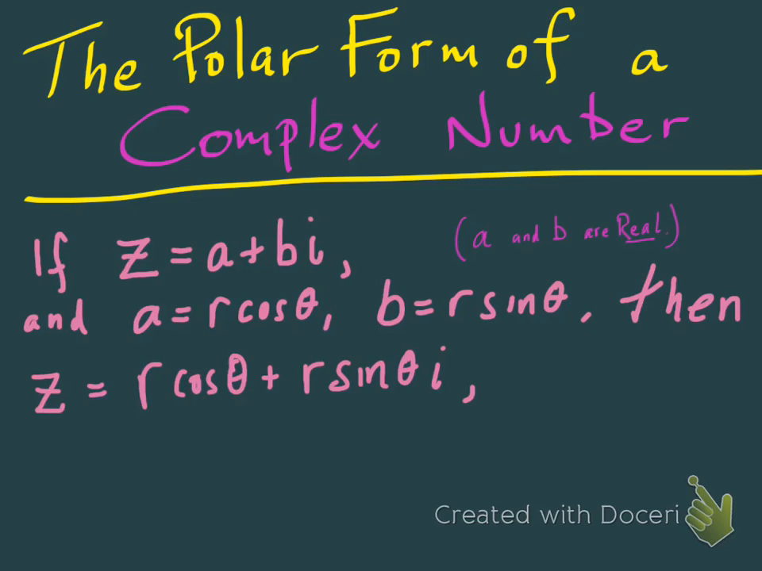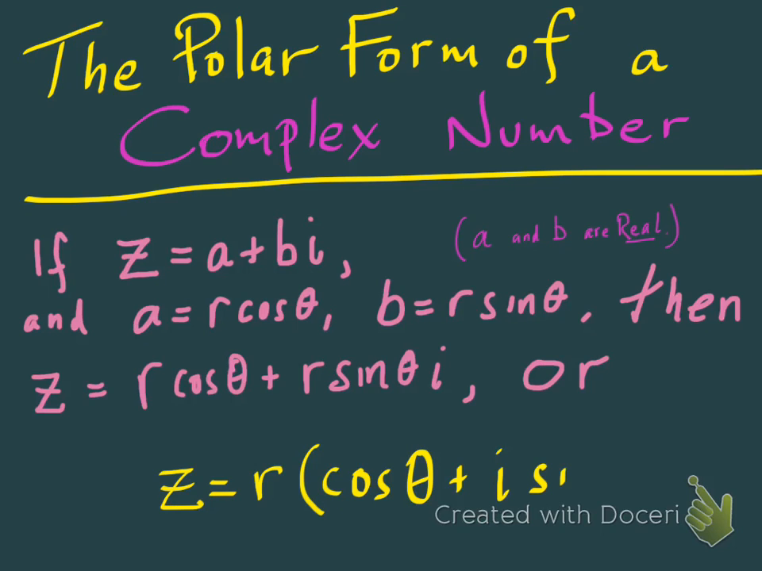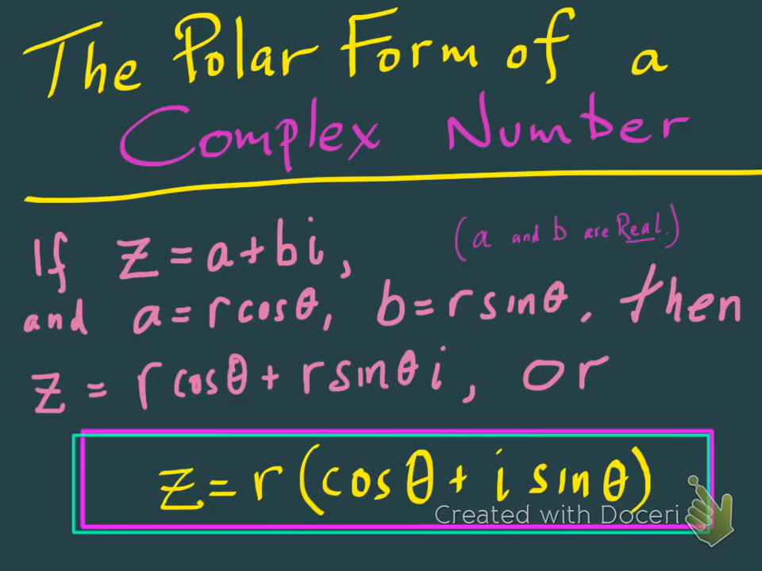And that pretty much is it. We simplify our final form slightly by factoring out the r and writing it like that: r times the cosine of theta plus i sine theta. That structure right there is called the polar form of a complex number, or the trigonometric form. So we've got a plus bi in rectangular form, and r times cosine theta plus i sine theta in polar form.